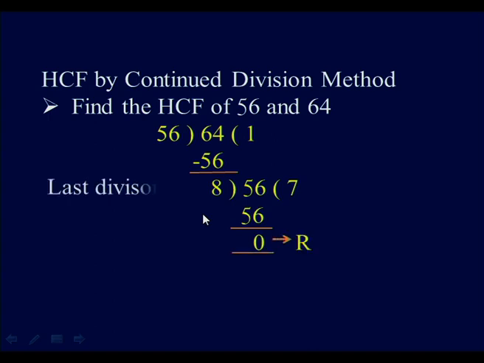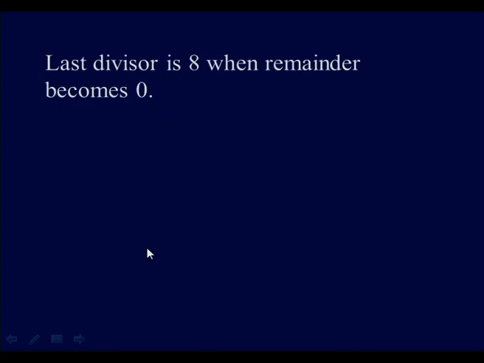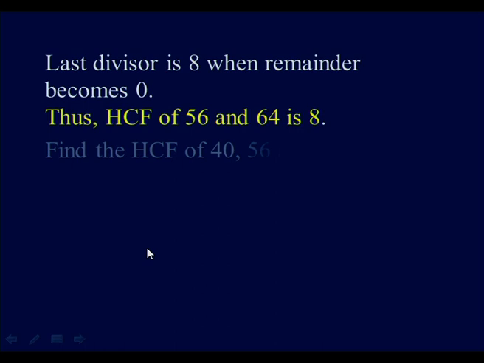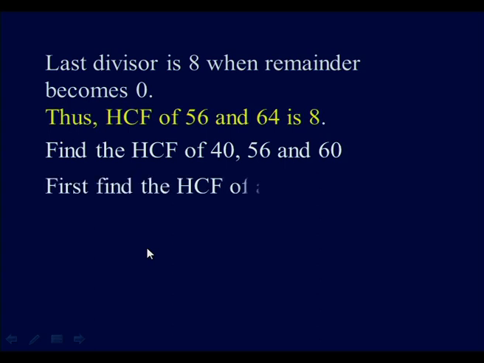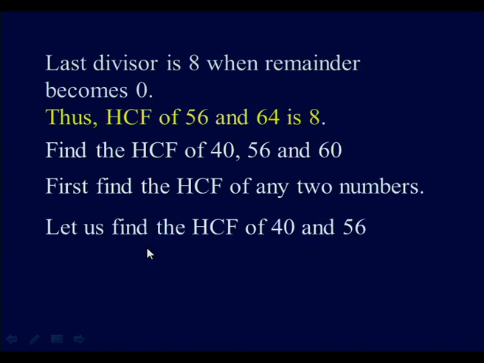So, what can you say? Here the last divisor is 8. The last divisor is 8 when the remainder becomes 0. Thus, we can say that the HCF of 56 and 64 is 8. Now, let us find the HCF of 3 numbers: 40, 56 and 60. For this, first let us find the HCF of any 2 numbers. I am taking the smaller numbers 40 and 56.